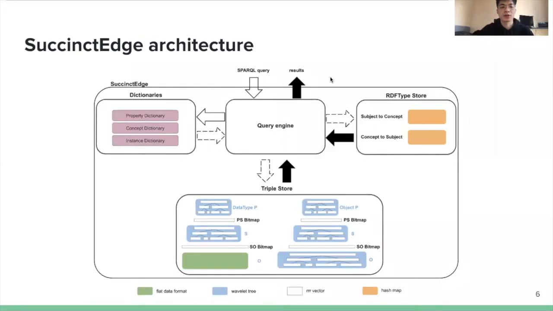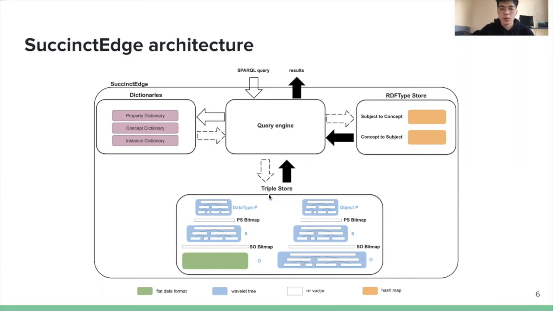Here is the architecture of our system, Succinct Edge. The whole system is composed of four main parts. The first part is the query engine, which serves to process the SPARQL query. The second part is the dictionary, which stores the mapping between all the RDF elements and their corresponding identifiers. This is where the Lightmat encoding is implemented. The third part is the RDF type store, which stores all the triples with RDF type as a property. The fourth part is the triple store, which stores all the rest of the triples.